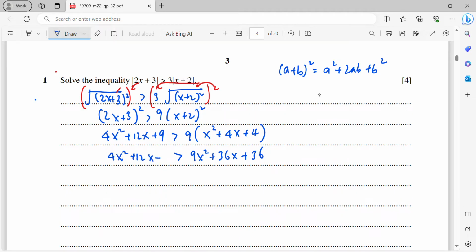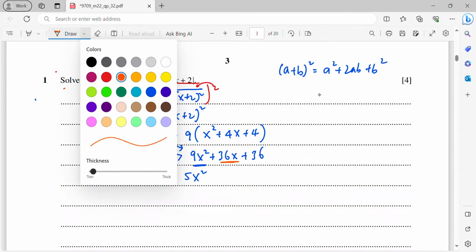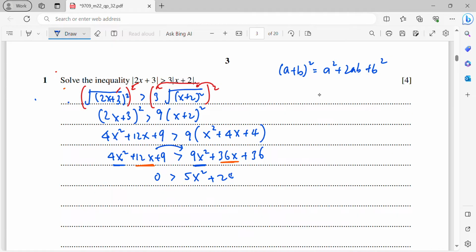Now I will move all the terms to the right-hand side to get positive. So here it is going to be 0 greater than, so 9x squared minus 4x squared is 5x squared. Then 36x minus 12x, you'll be getting plus 24x. Lastly, 36 minus 9 will be plus 27. Now I will rearrange. It will be 5x squared plus 24x plus 27 is less than 0.